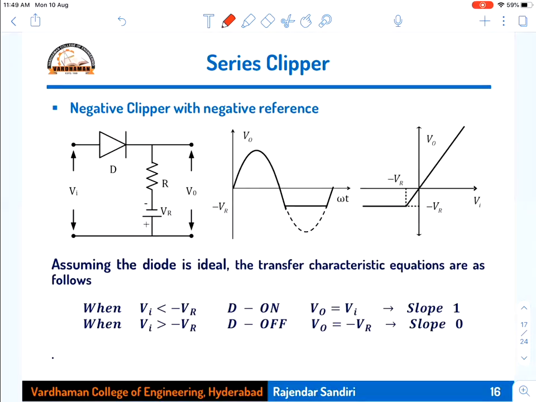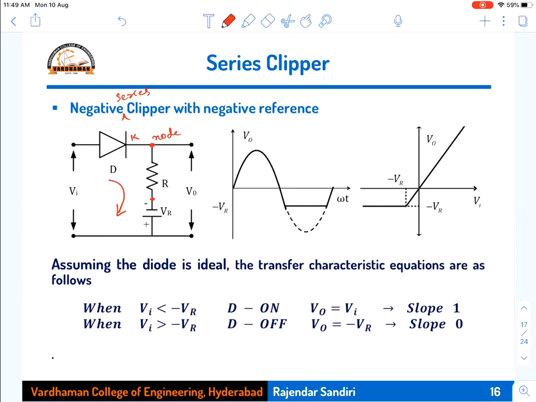Negative series clipper with negative reference. Here the negative reference is there. The node is connected to the cathode, therefore negative clipper. The diode is connected between input and output, so series clipper. The reference here is in the clockwise direction. If you see, first you encounter the negative polarity of the battery, so negative reference, minus VR. It is a negative clipper, which means the waveform below minus VR is clipped off. The waveform above minus VR will pass through the circuit.